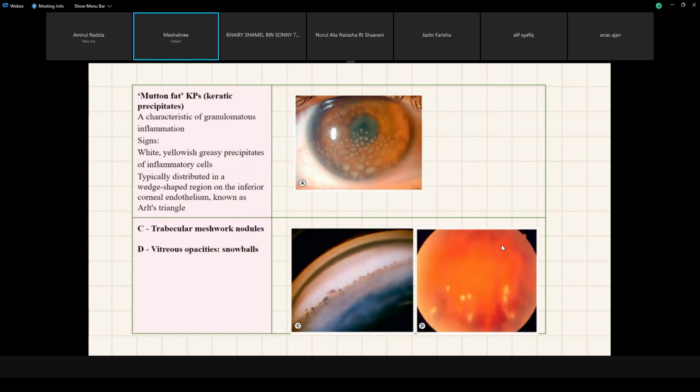The first one is mutton fat keratic precipitates. If you can see in the picture, that is a characteristic of granulomatous inflammation. There are white, yellowish, greasy precipitates of inflammatory cells, wedge-shaped at the inferior corneal endothelium. For the picture below, there are trabecular meshwork nodules, as you can see. And in picture D, there are vitreous opacities, also called snowballs.